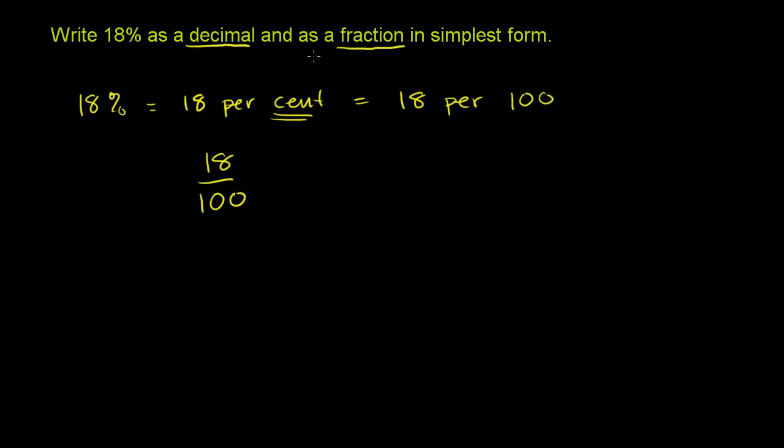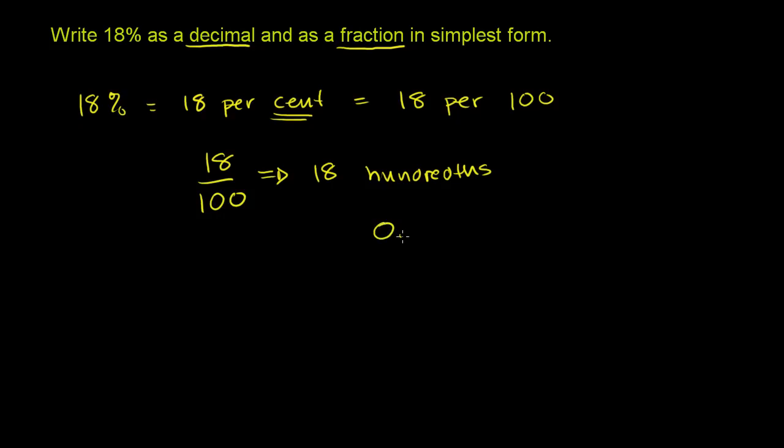Now, from here we could go straight to a decimal, or we could write this fraction in simplest form. Let's do the decimal first, just because that's what I said I would do first. This is the same thing as 18 hundredths. And we know how to write that in decimal form.